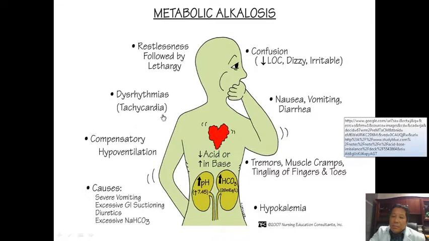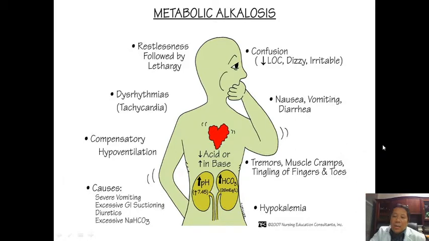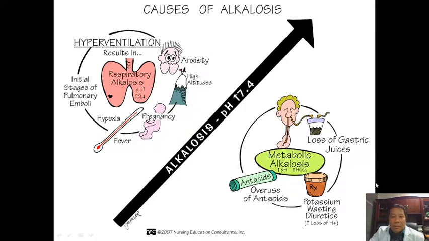Remember, hypo or hyper K can cause cardiac dysrhythmia. So you don't want the patient to have hyper K nor hypo K, because both of them will cause erratic transmission of electrical impulses in the heart that can lead to fatal cardiac dysrhythmias. The patient may complain of tremors, muscle cramps, tingling in fingers and toes.